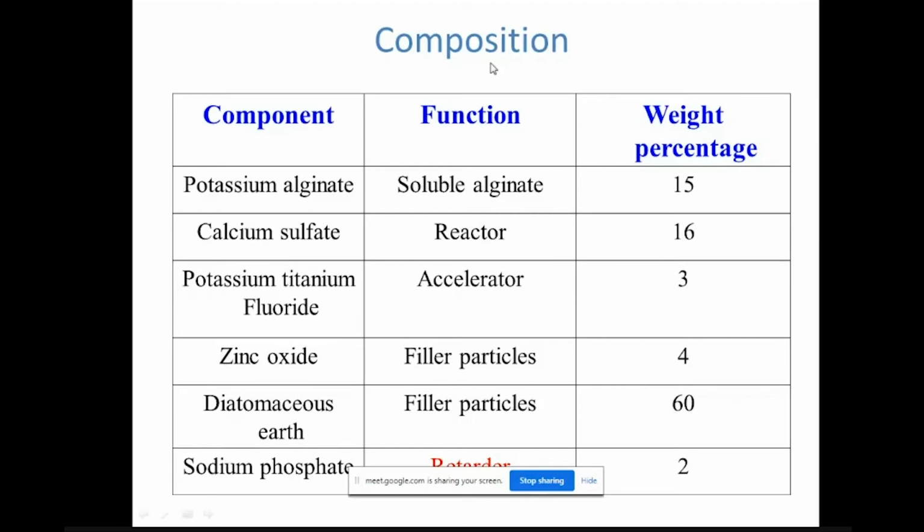Okay, these are the components of alginate. Potassium alginate, calcium sulfate, potassium titanium fluoride, zinc oxide, diatomaceous earth, sodium phosphate. For each of them, we have the function and the weight percentage. The most important one is diatomaceous earth. It is 60%.